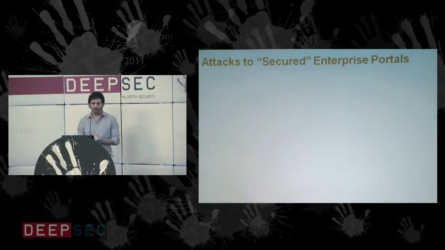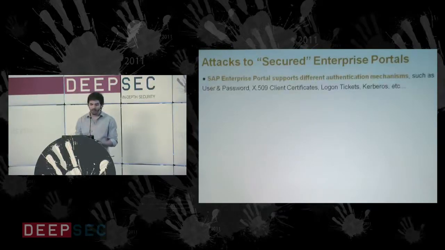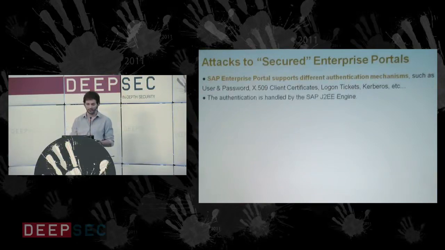So finally, I want to talk about something I actually discovered regarding the security of enterprise portals that I think you will find quite interesting. I told you that Enterprise Portal was the latest web technology from SAP. Enterprise Portal supports different authentication mechanisms, such as typical user and password, client certificates, logon tickets, which are SAP proprietary, Kerberos, and many different authentication models. Actually, authentication is handled by the Java engine, not by the Enterprise Portal. So what we're talking about really affects the Java engine. It doesn't matter which kind of application you're running on top, whether Portal, PI, Solman, whatever.